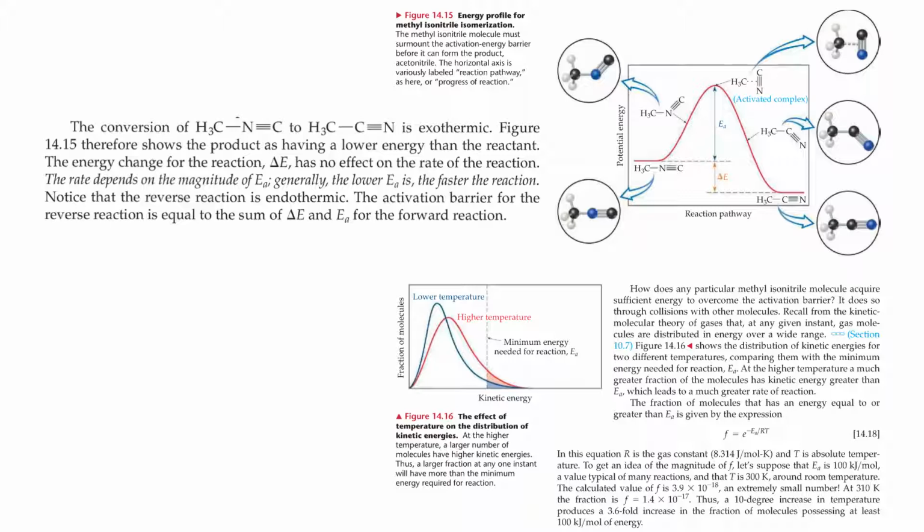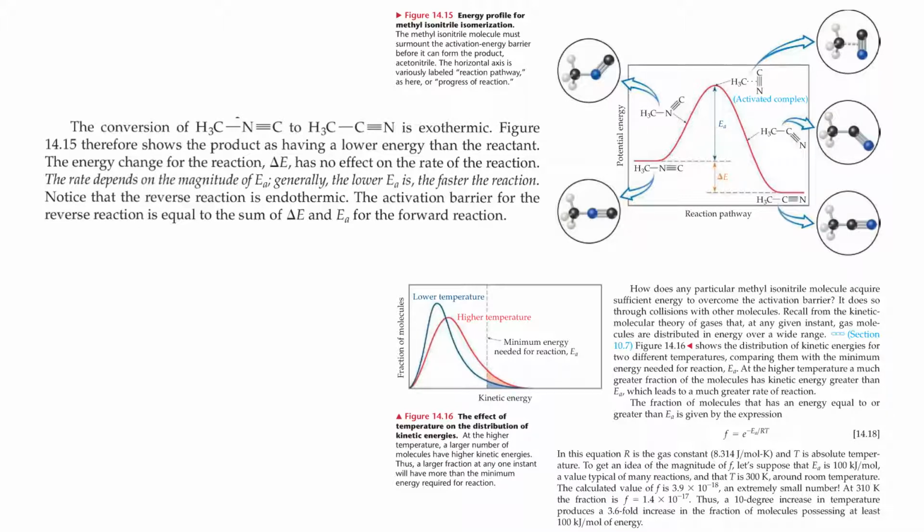The energy change for this reaction, delta E, has no effect on the rate of reaction. The rate depends upon the magnitude of the activation energy. Generally, the lower the activation energy, the faster the reaction. Notice that the reverse reaction is endothermic. The activation barrier for the reverse reaction is equal to the sum of the total energy change and the activation energy for the forward reaction. How does any particular methylisonitrile molecule acquire sufficient energy to overcome this activation barrier?